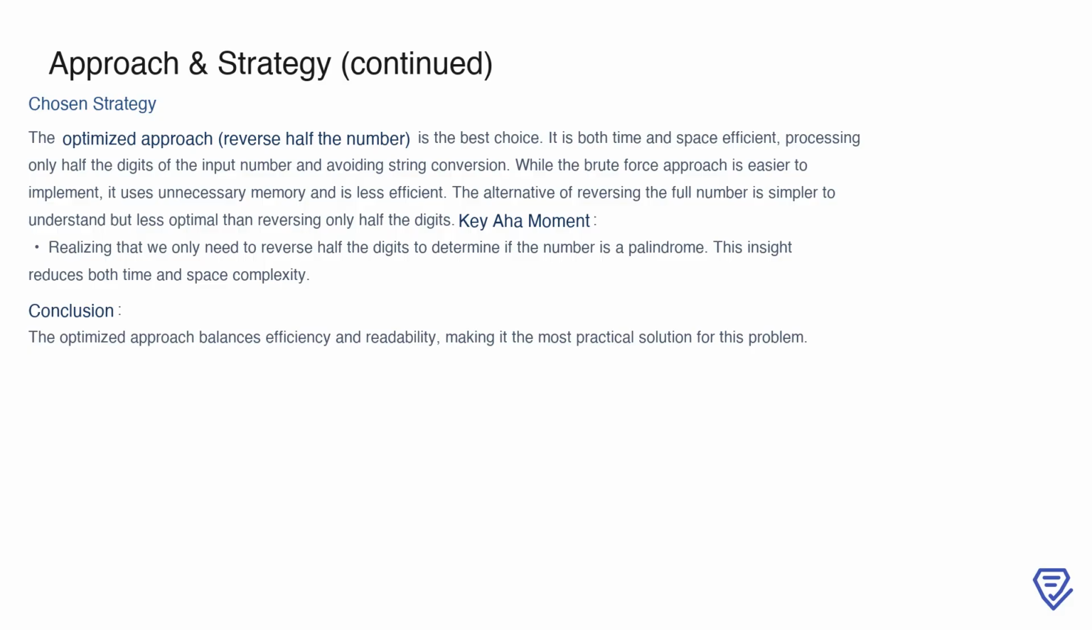The key insight here is recognizing that only half the digits need to be reversed to determine if the number is a palindrome. This reduces computational load while maintaining accuracy. Overall, the optimized approach strikes the right balance between efficiency and readability, making it the best choice for solving this problem.